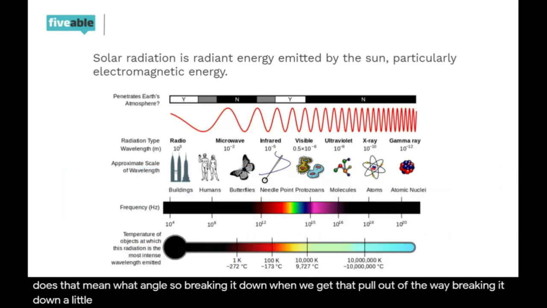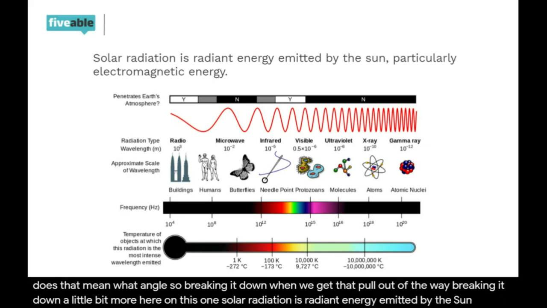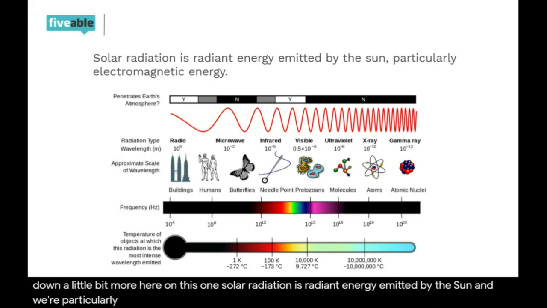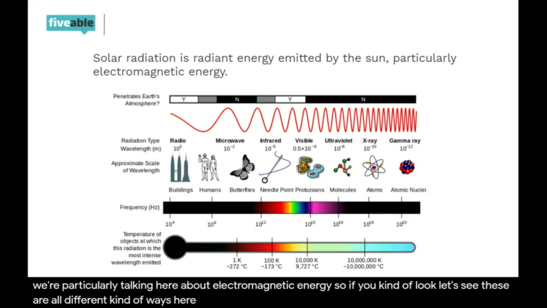Breaking it down a little bit more here on this one. Solar radiation is radiant energy emitted by the sun. And we're particularly talking here about electromagnetic energy. So if you look, these are all different ways to express or look at the same information that we're talking about.